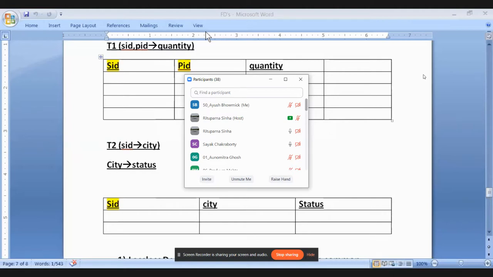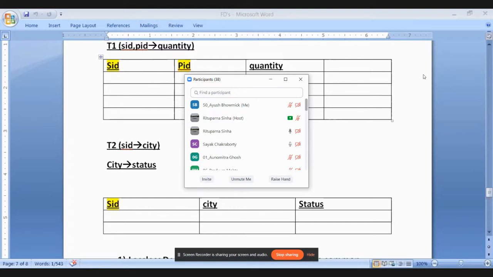Ma'am, according to the definition of 2NF, it should already be in 1NF. Since data is not given and it is RDBMS, I am assuming the table is in 1NF. So the first condition is true. What about the second condition? Ma'am, the second condition is that no non-key attribute is partially dependent on the candidate key. Here the non-key attribute is quantity, and it has full dependency on SID and PID.